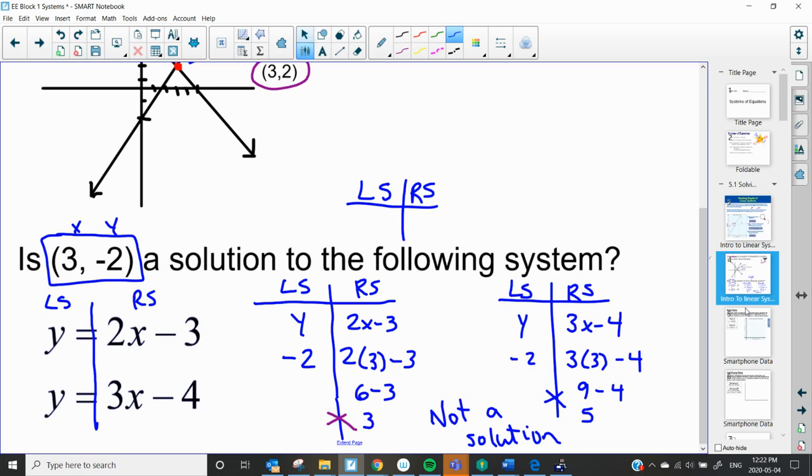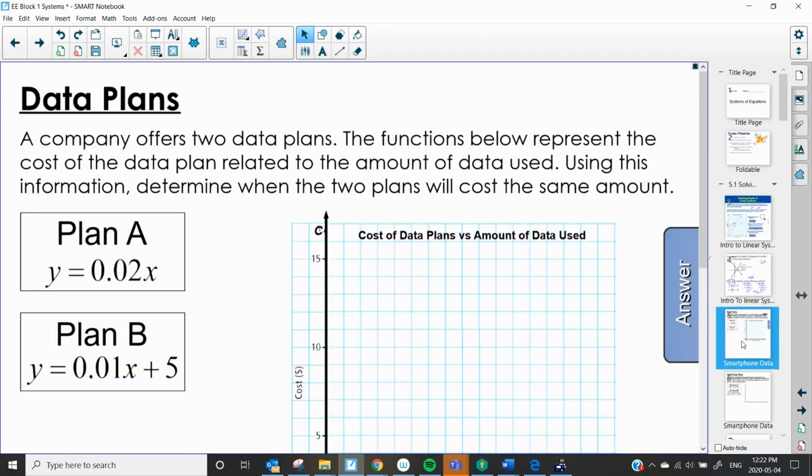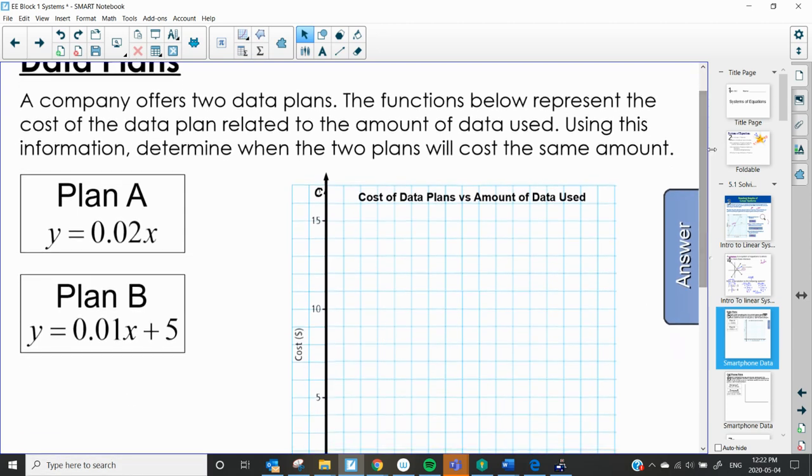All right, let's take a look at a couple more problems here. So we've got a data plan question. It says a company offers 2 data plans, and the functions below represent the cost of the data plan related to the amount of data used. Using this information, we're going to figure out when the 2 plans will cost the same amount. So this would be a typical real-world problem. You've got 2 options, and you've got to figure out which one's better. The best way to compare them is to graph them together and see when they end up costing the same, and then decide which one makes more sense for me.